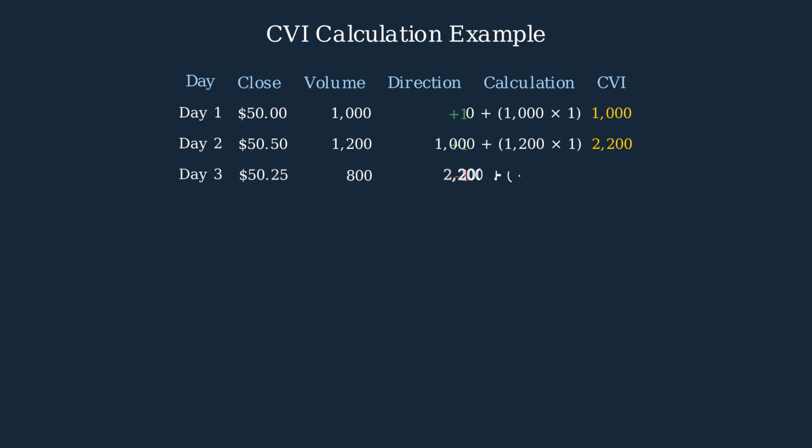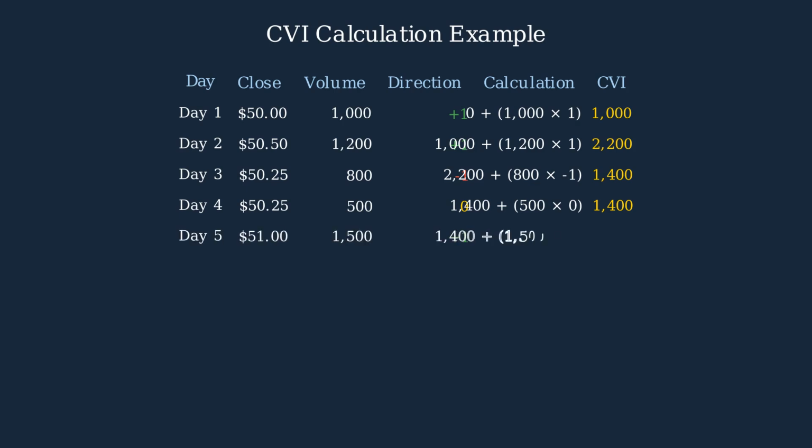On day 3, the price drops to $50.25, giving us a negative direction. We subtract the volume of 800 from our CVI, resulting in 1,400. Day 4 shows no price change, so the direction is 0. This means we neither add nor subtract volume, keeping the CVI unchanged at 1,400.